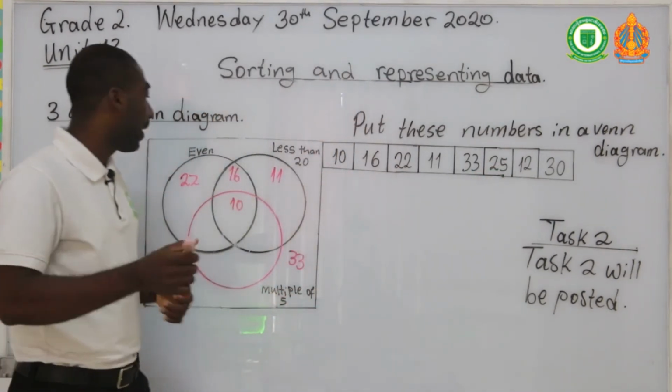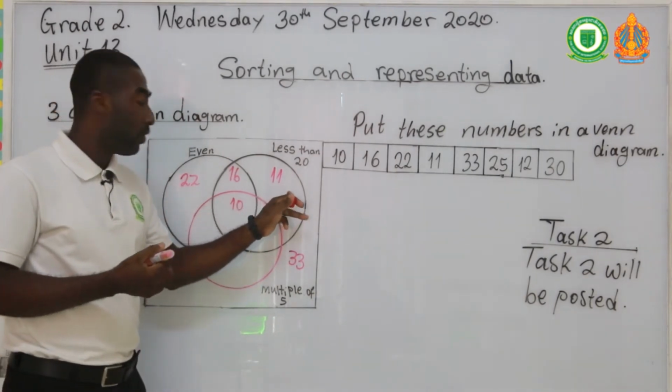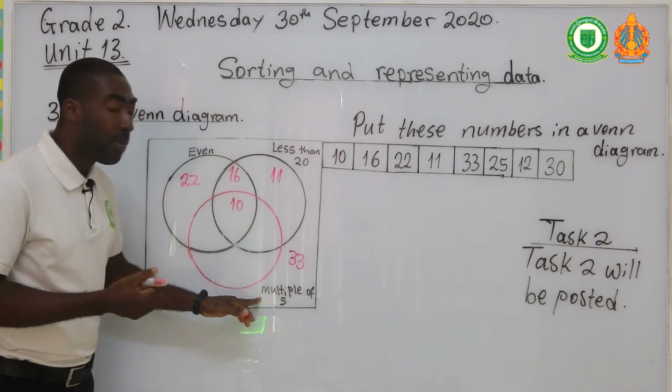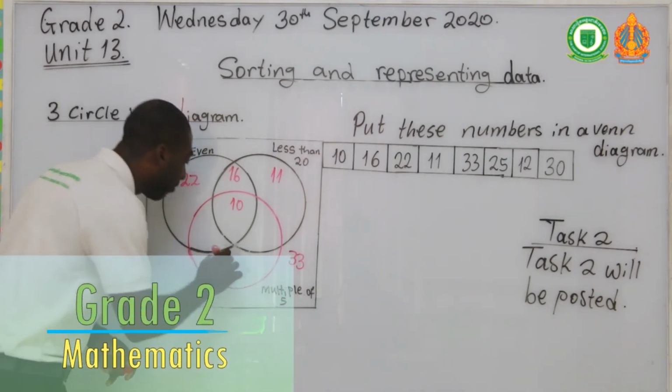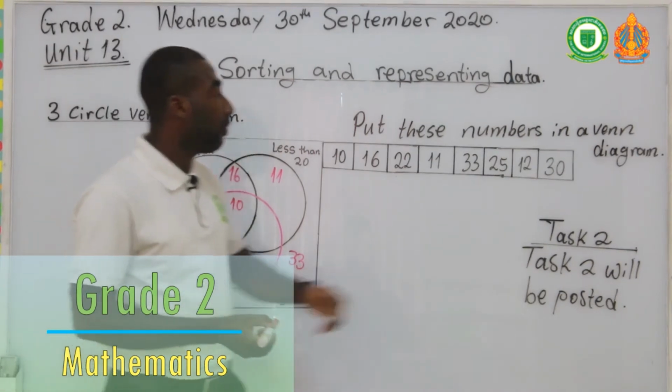25 is not an even number. It is not less than 20, but it is a multiple of 5. So we put it there.